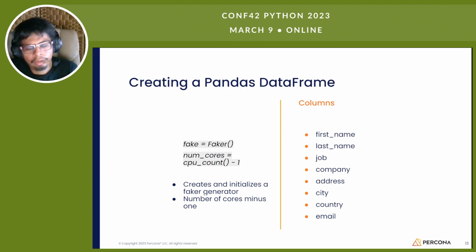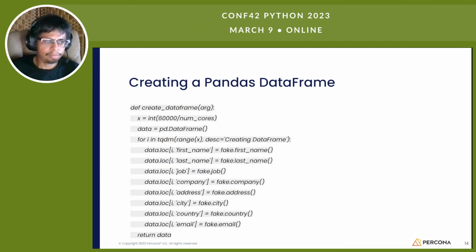Okay, and these are the columns that we will add to this table, and we will generate that data by calling some of the properties available in the Faker library. So we will generate first name, last name, job, company, and the other columns listed there. So how do we generate that data and then insert or store it into a Pandas data frame?